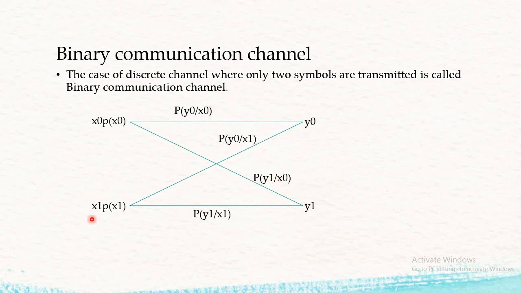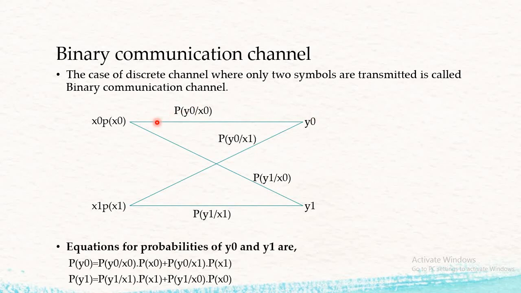Now similarly is a condition for transferring x1. So x1 is transmitted with the probability of P(x1). If you are transferring x1 and you are receiving y0, the probability of this channel is given as P(y0/x1). And last condition, when we are transferring x1 and we are receiving y1, the probability of this particular channel is given as P(y1/x1). So in this way we represent a binary communication channel where the values written on the channel represent the probability of what is received and what is transmitted.